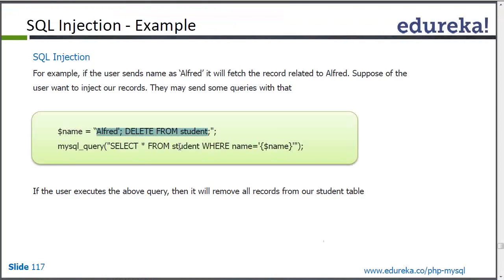I can pass a query, I can pass some unexpected value, and I can log into your system. I can access your database, I can delete your database. So this is the worst scenario. This is the most insecure thing that we usually do in our application. This is called SQL injection.